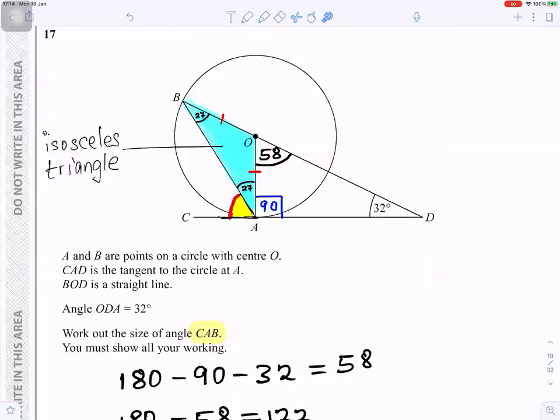Question number 17. A and B are points on a circle with center O.